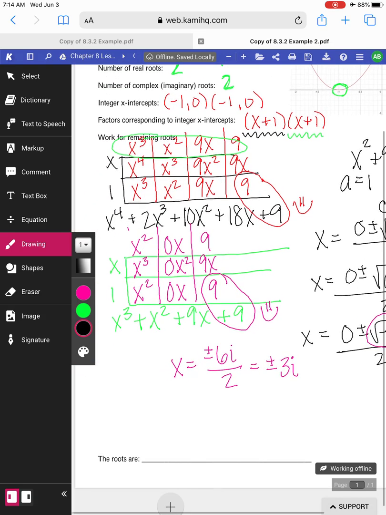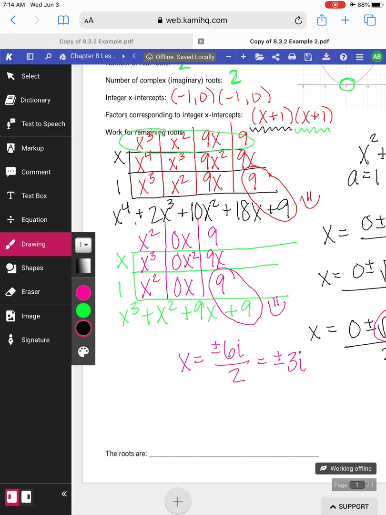So our final answer is just our roots listed out down here. We know we have roots at -1, which we have twice, and then we have positive 3i and negative 3i.